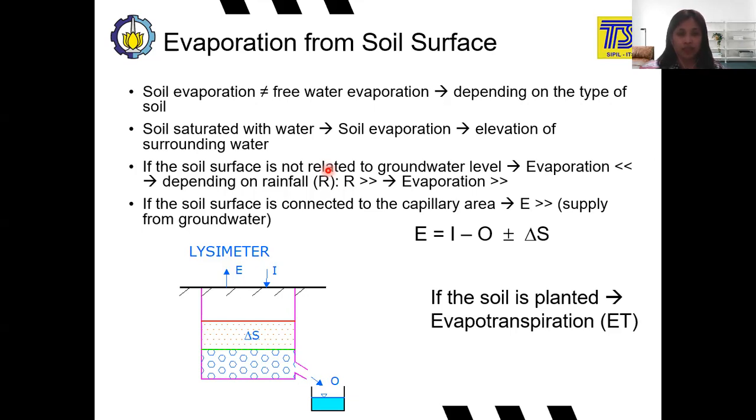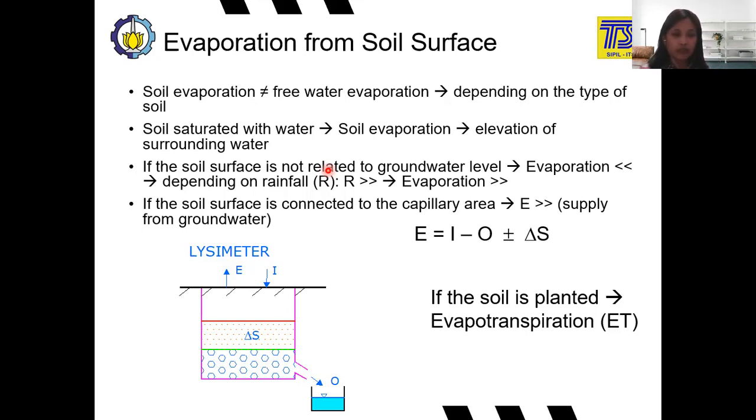So if there's no rain, the water contained in the soil is only the groundwater. By this means the evaporation will also evaporate the water contained in the groundwater. And if it does not depend on the rainfall, whether it rains or not, the evaporation will keep happening.